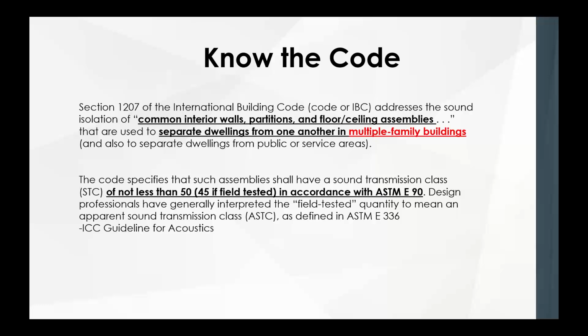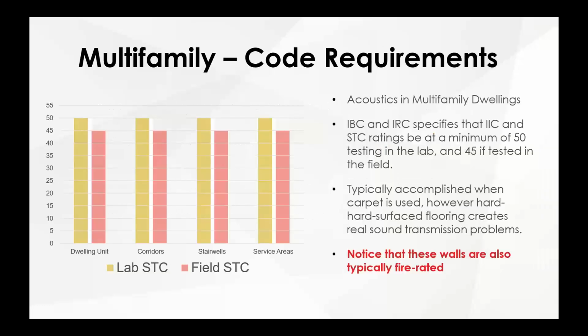All right, so first off with the code, it's really important as a builder to know the code and where to find it. You're going to find this in the International Building Code under section 1207. They're talking about the common interior wall partitions, the floor and ceiling assemblies, and the separation of dwelling places from one unit to another in multifamily buildings. And what's that requirement? It should be no less than 50 STC if tested in accordance with ASTM E90, that's a third-party test, or 45 if field tested. Okay, so that's a test requirement.